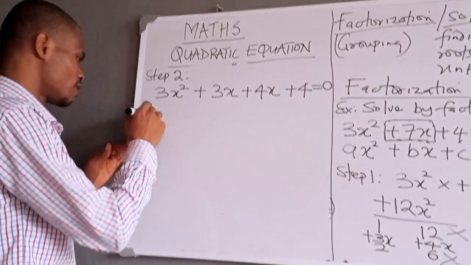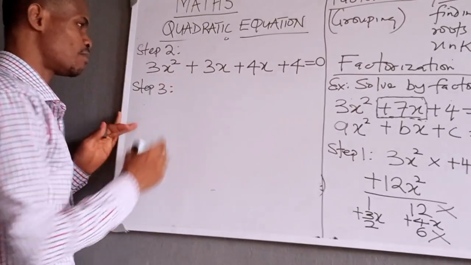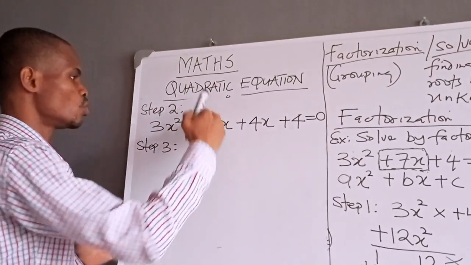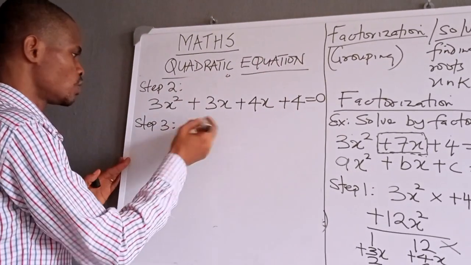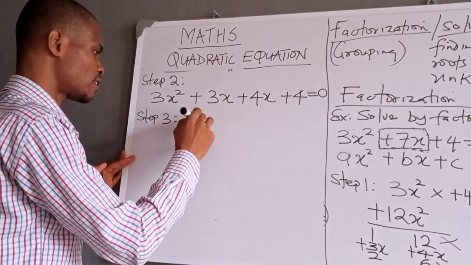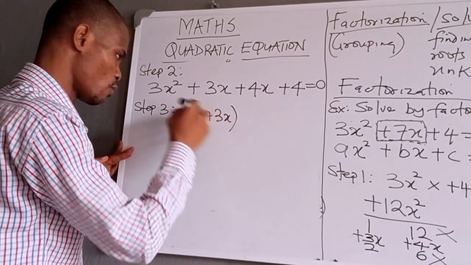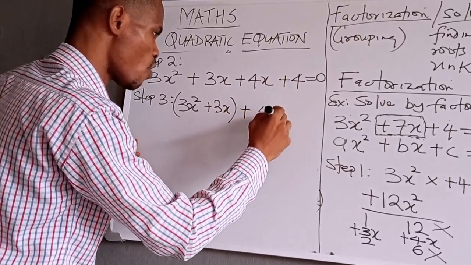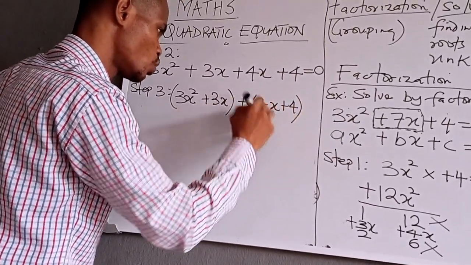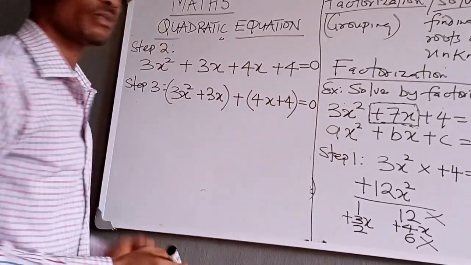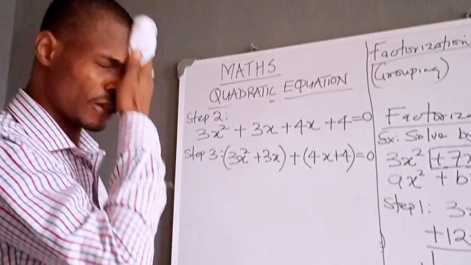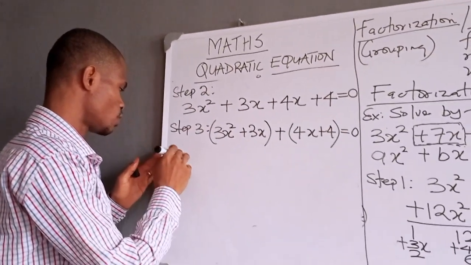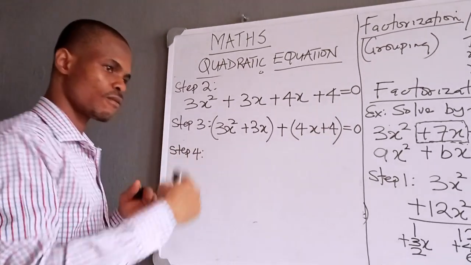The next step, after I have done step 2, step 3 is to group terms. I'm going to group them 2 by 2. So I take the first 2 and the second 2. So the first 2 gives me 3x squared plus 3x. I'm going to group them. Plus the next 2 gives me 4x plus 4. I'm also going to group them and equates to 0. That is step 3. Now after I have grouped, I am going to factorize. So step 4 simply says factorize.